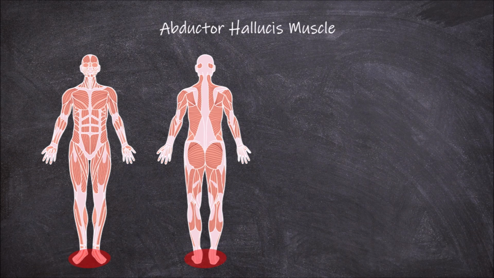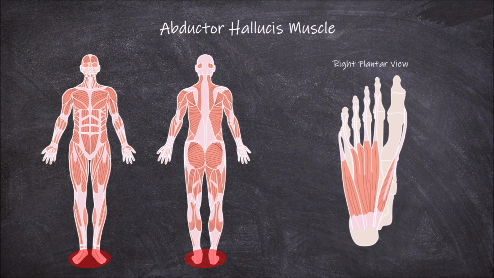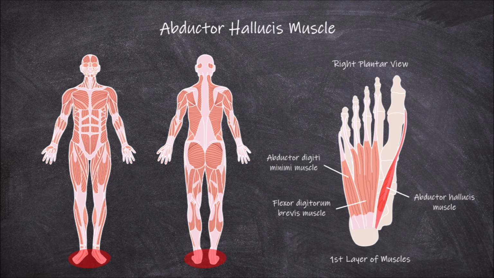To get a closer look at this muscle, we need to look at the plantar view of the foot. This muscle is located in the first layer of plantar muscles, seen here highlighted in red on the medial side of the foot. The other muscles located here are the flexor digitorum brevis muscle and the abductor digiti minimi muscle.